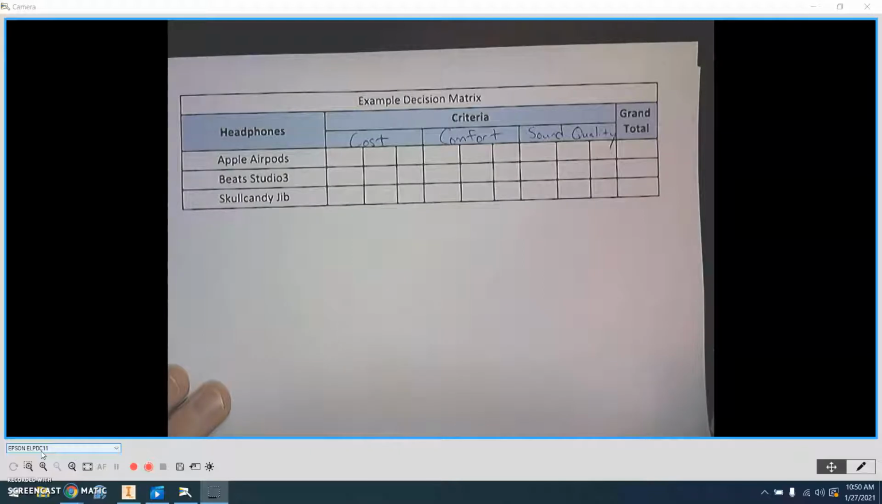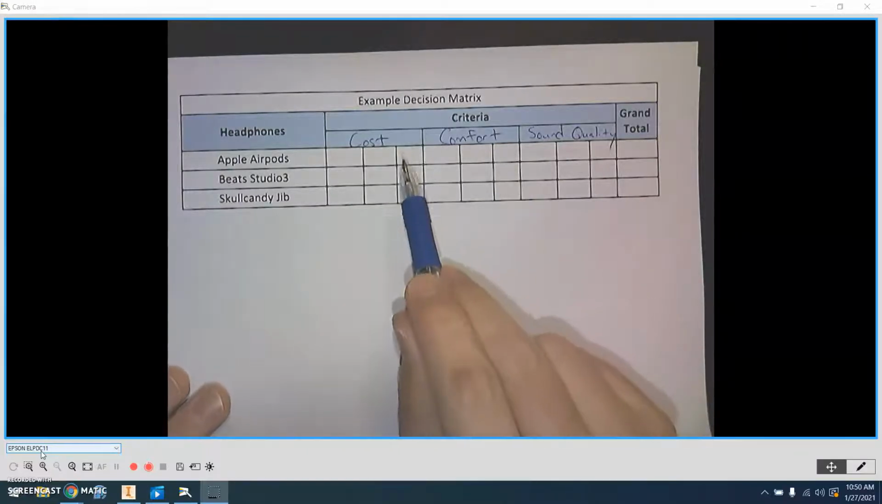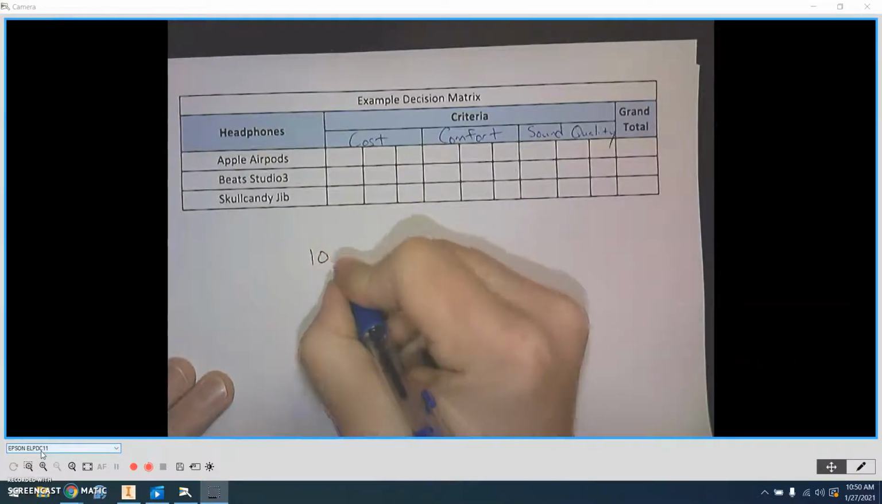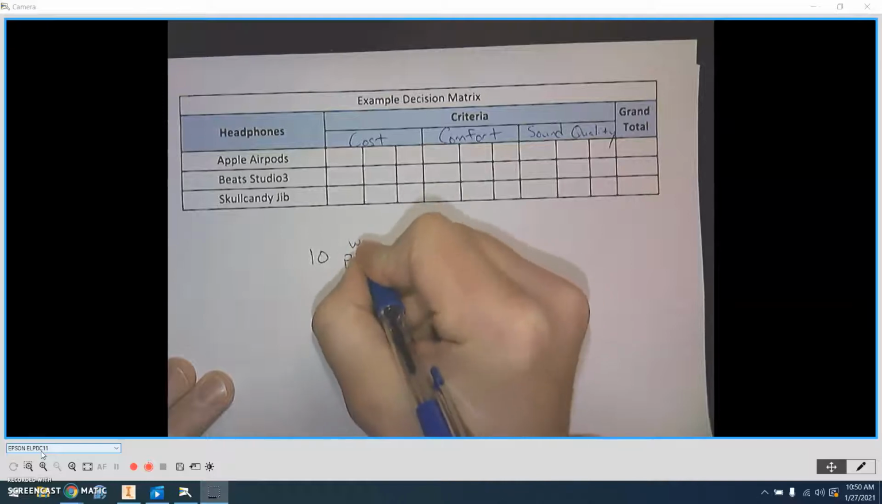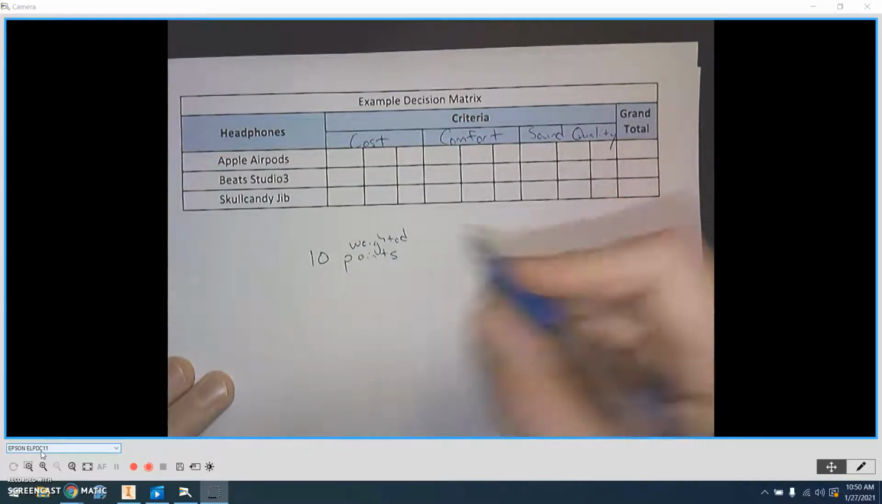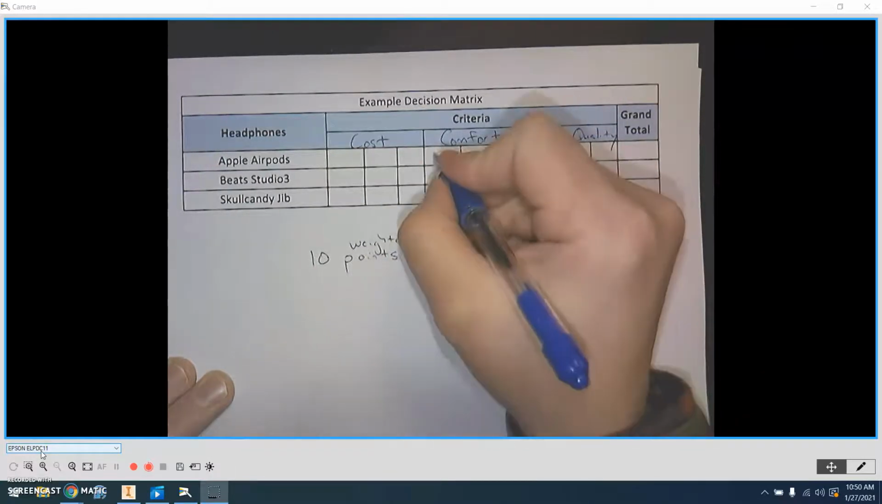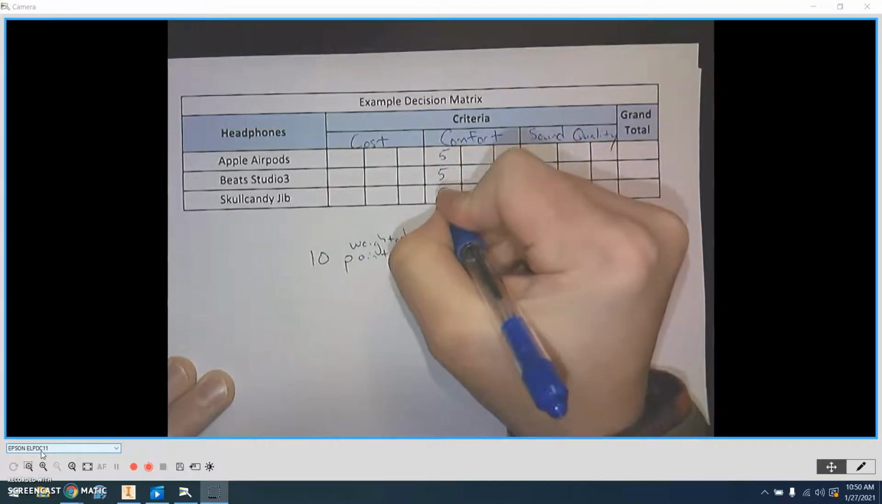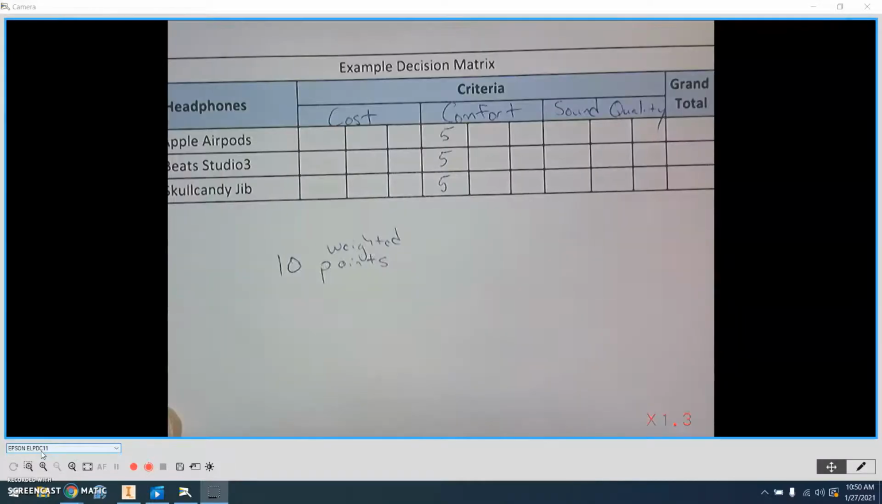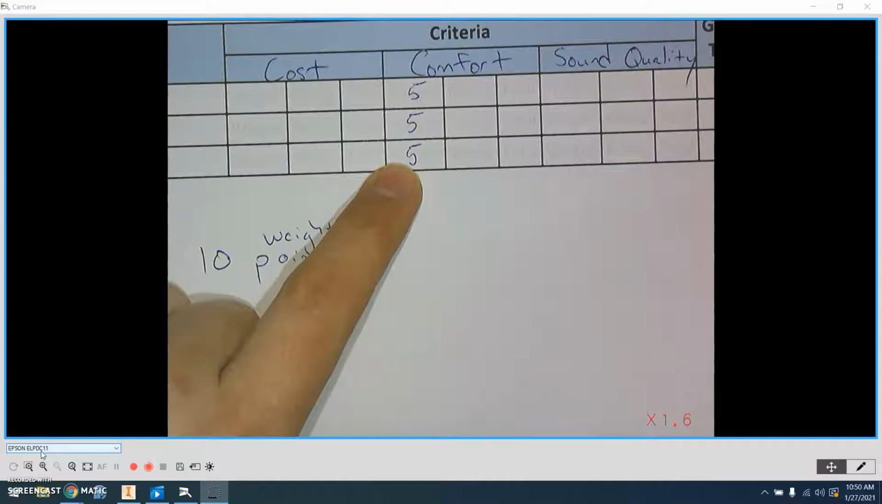Next step, I'm going to come up with a weight for each one because comfort is actually more important than cost and sound quality to me. So you got 10 weighted points. Assign those between your criteria. So for instance, I think comfort's so important, I'm going to give it a weight of 5 of those points. So I'm going to put that for that entire row. And once again, if you zoom in, this column says weight, and then rating, total.